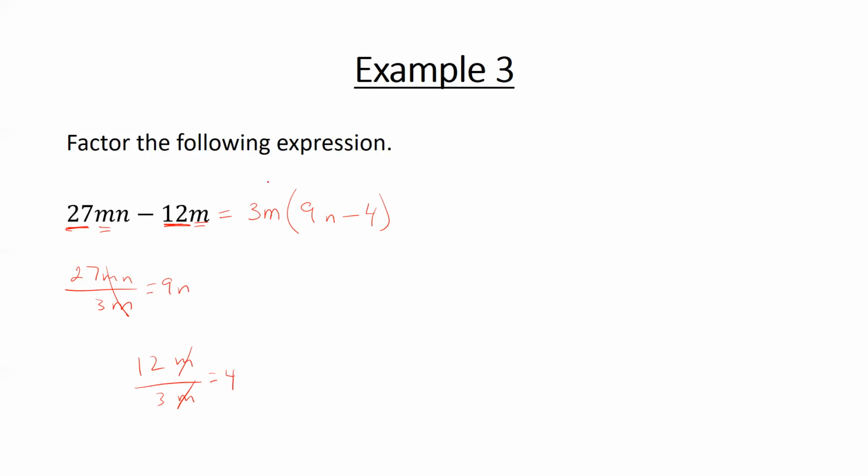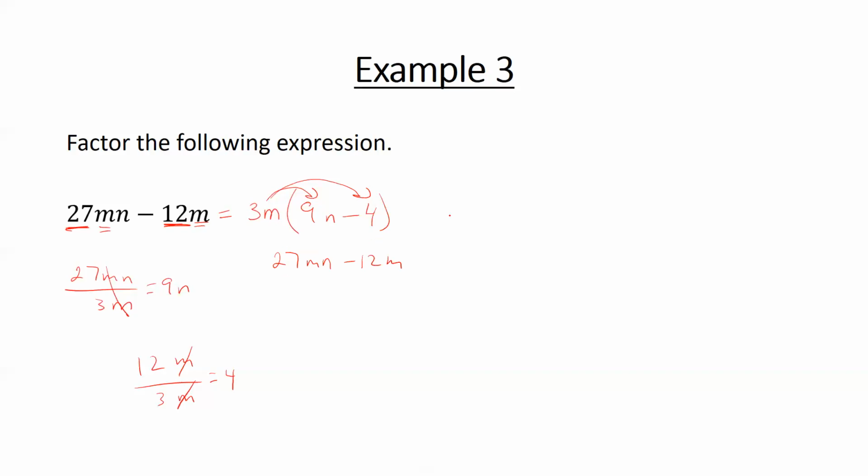Now, obviously we did this correctly because when we multiply, we see 3 times m times 9n is 27mn, and 3 times 4m is 12m, so minus 12m. So this definitely looks like we did everything correctly. It's multiplication, it multiplies correctly. 9n and 4 don't have common factors, so we did it completely.